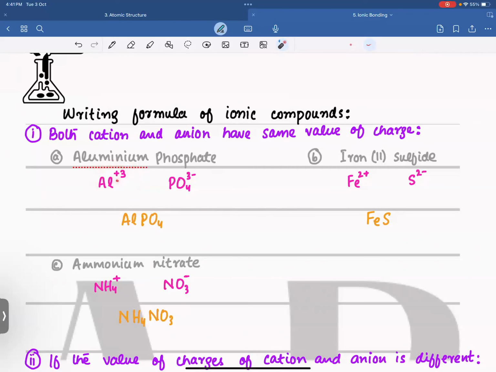So when both ions have the same value of charge, what we do is we just join them, and that will become your formula.